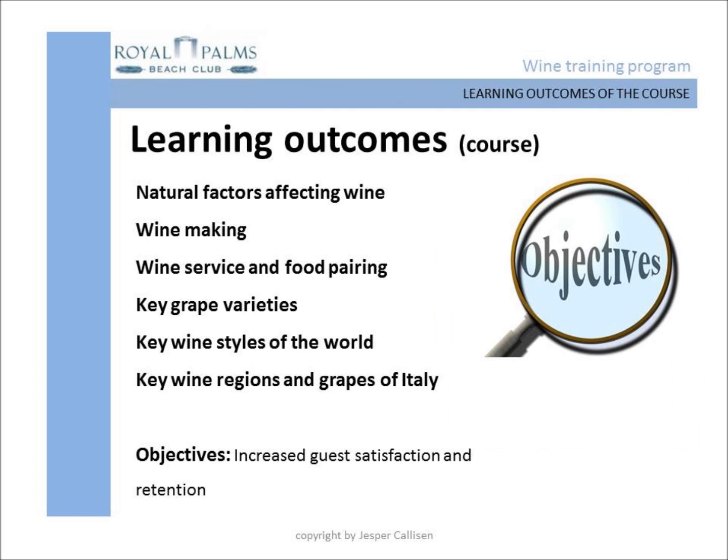The learning outcomes of the course are divided into bite-sized chunks focusing on individual subjects, for example, grape variety. Let's say Sauvignon Blanc and the most important regions in which Sauvignon Blanc is grown. The following learning outcomes will be dealt with in the sessions to come: natural factors affecting wine, wine making, wine service and food pairing, key grape varieties, key wine styles of the world, key wine regions, and grapes of Italy.